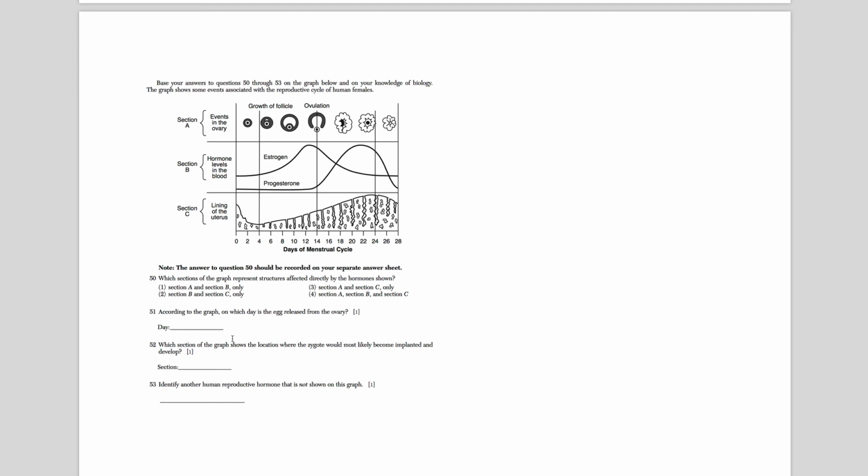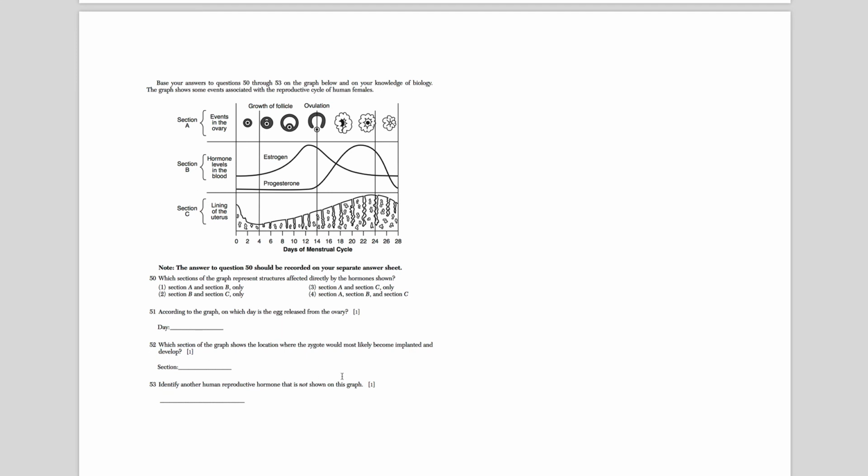Okay. And then which section of the graph shows the location where the zygote would most likely become implanted and developed? See? Here? Yeah, the lining of the uterus. Section A. These are the hormones. This is just like a follicle. And this is the uterus. This is where it goes.